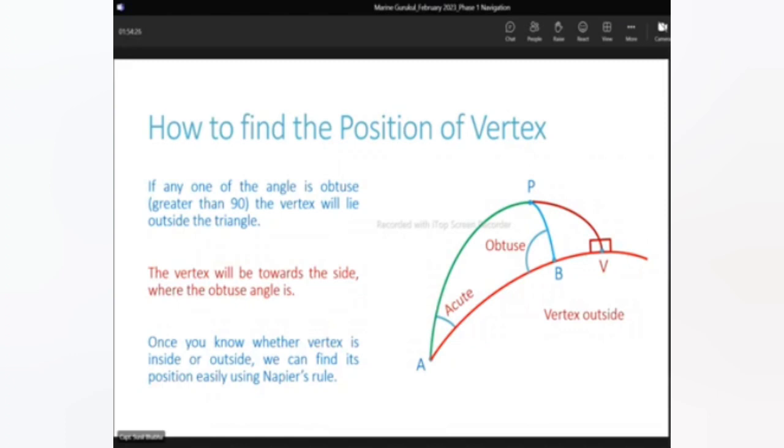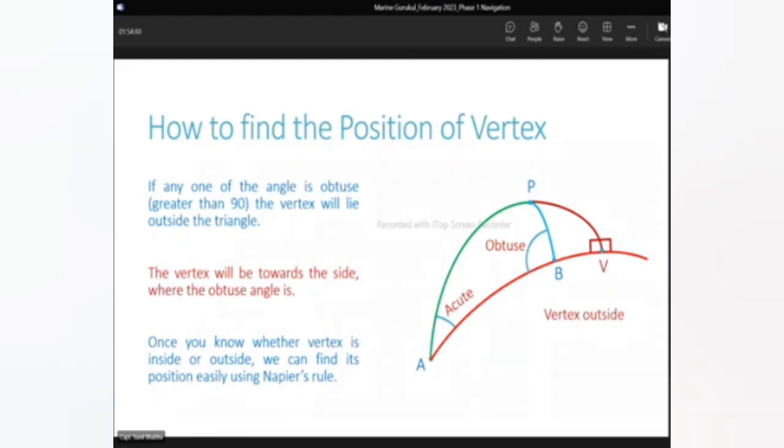Very good. So we have seen now how to find out whether the vertex is inside or outside. Once you get that, it will be very easy to calculate the position of the vertex. We are now going to see how to calculate the position of the vertex.